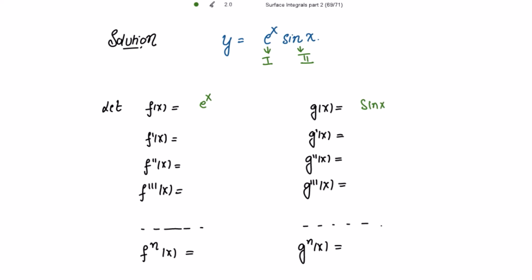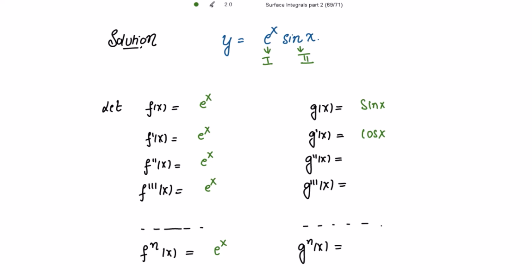Then the first derivative of function f(x) is e to the power x. If you take the second derivative, you get e to the power x. The third derivative is also e to the power x, and so on. And then the nth derivative is also e to the power x. Right? And now for g(x) equal to sine x, the first derivative is cos of x.